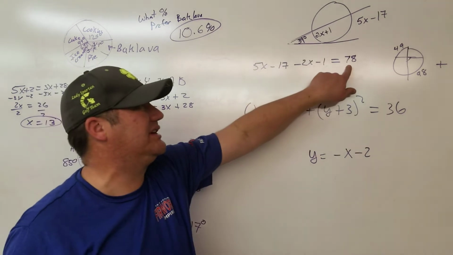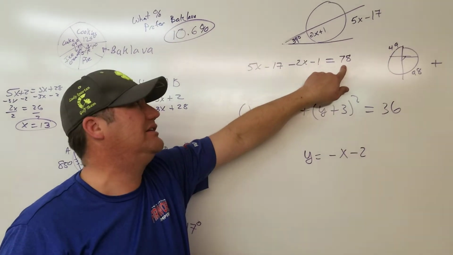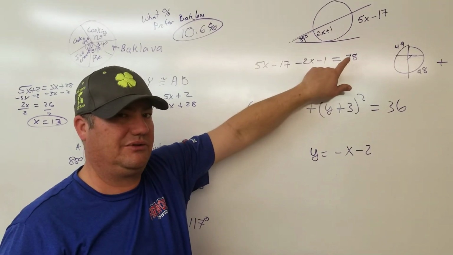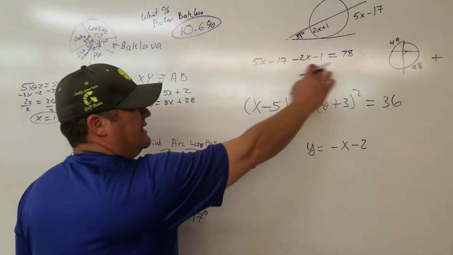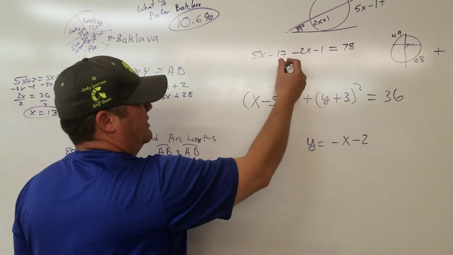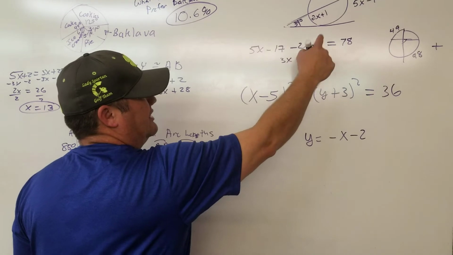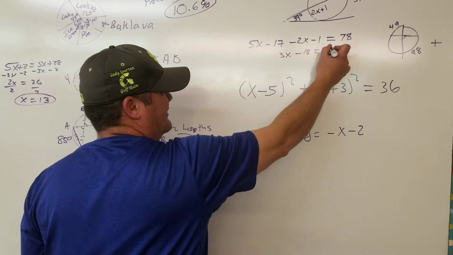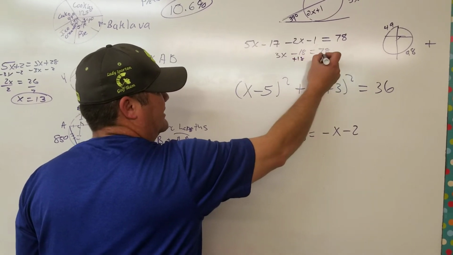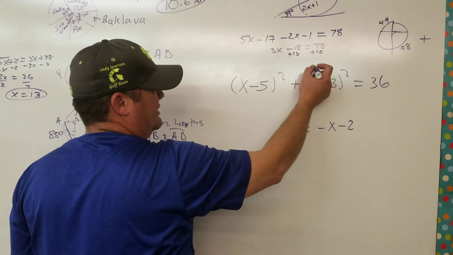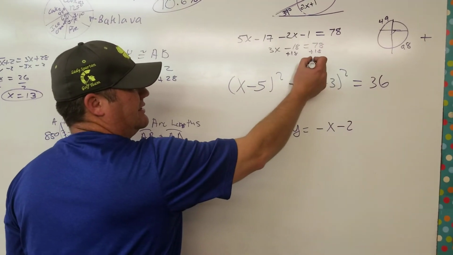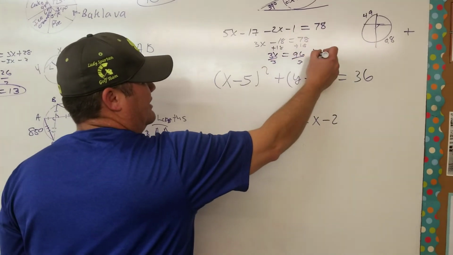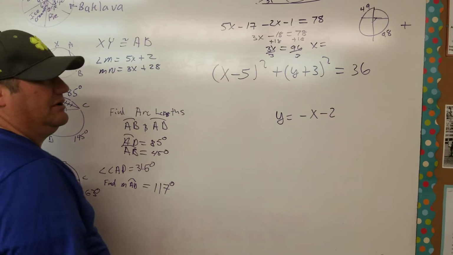Most kids, when they mess this up, are setting this up equal to 39 instead of 78. Don't forget to double the angle. Okay, so now I just add these together and solve it. I'm going to go 5x minus 2x is 3x, negative 17. Don't forget to distribute the negative through there either. And then I get negative 18 equals 78. Add 18. That's going to be 78 and 18, 96. Is that right? Okay. Equals 3x, divide by 3, and x will be 32.